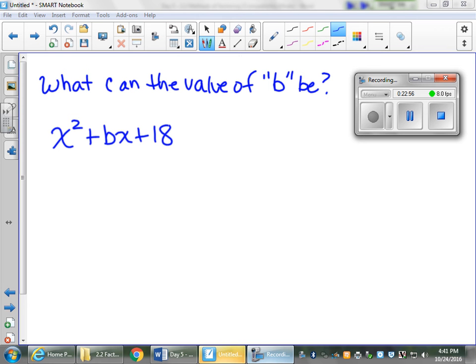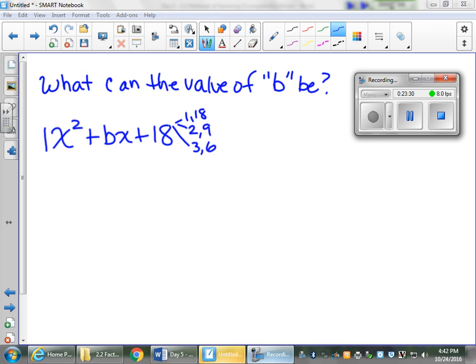So I'm going to give you guys a couple minutes to think about it on your own. I'm going to hit pause, and then we'll brainstorm together. So looking at it, I know because the a value is 1, that the factors of C will add to the b. So you should start off by finding factors of C: 1 and 18, 2 and 9, and 3 and 6. Therefore, if I add those together, they'll give me my b values.